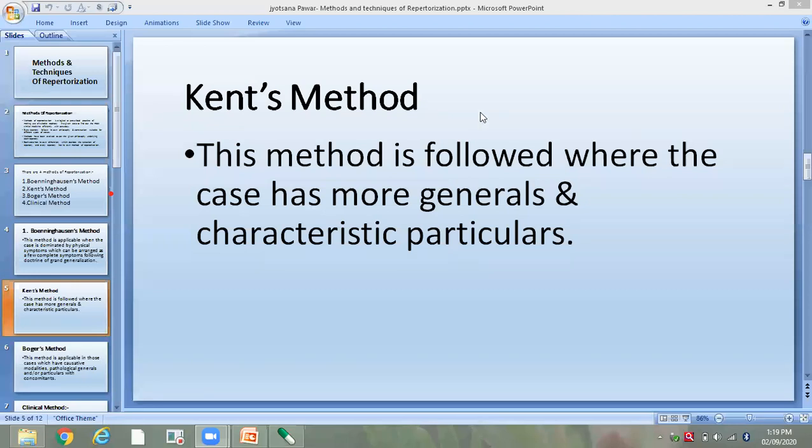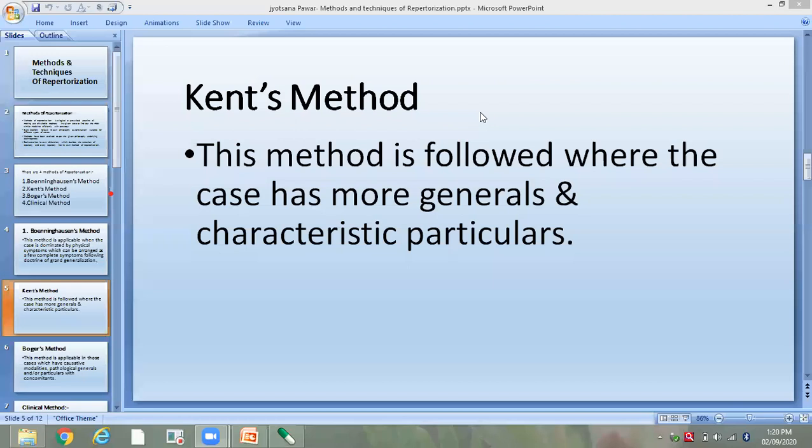But under physical general, which things do we ask the patient? First we ask about appetite, thirst, desires, aversions, perspiration. Then if there is any aggravation due to any food, and how his sleep was. We ask about his dreams, then his urine, his motion or bowel habits, and his menstrual history. All these things come under physical general.